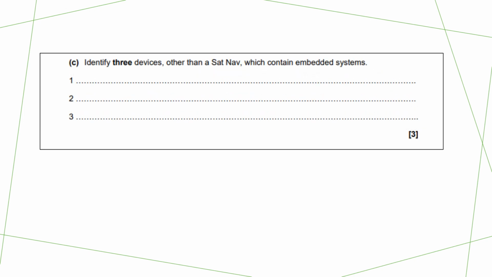Question 3C says identify 3 devices other than a sat-nav which contain embedded systems. So you need to think about which devices have an embedded system in rather than a general purpose computer system. Think about your answers, put them in, and then we will check the mark scheme for question 3A, 3B and 3C.